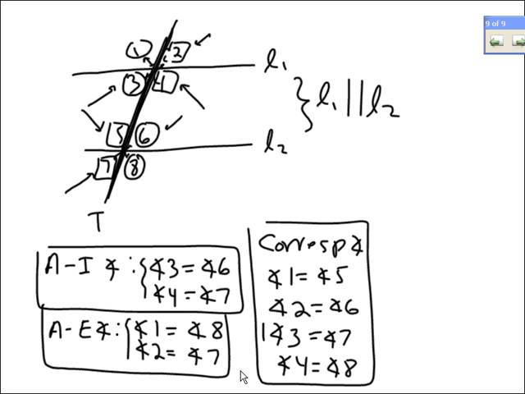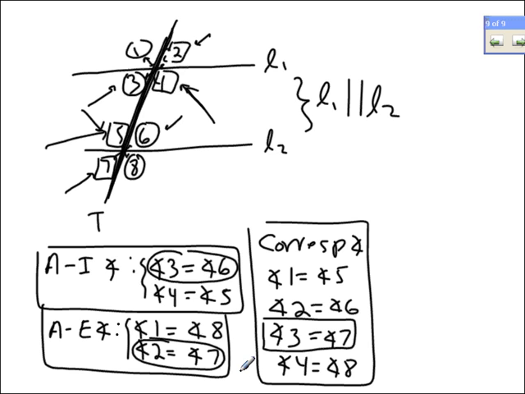I'm looking at alternate interior angles, and I'm looking at the fact that 3 and 6 are equal. Do I have a silly mistake? Oops. 4 is interior, and 5 is interior, but the opposites. This should have been a 5, sorry. Okay, so 3 and 7 are equal.